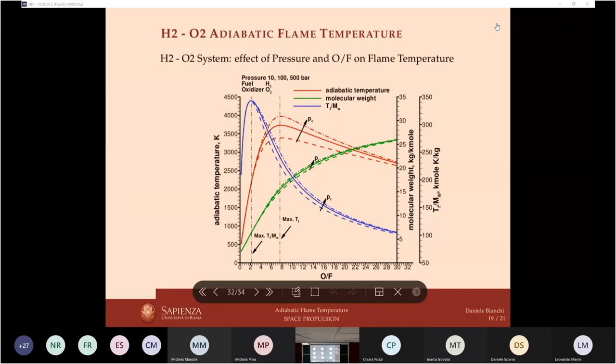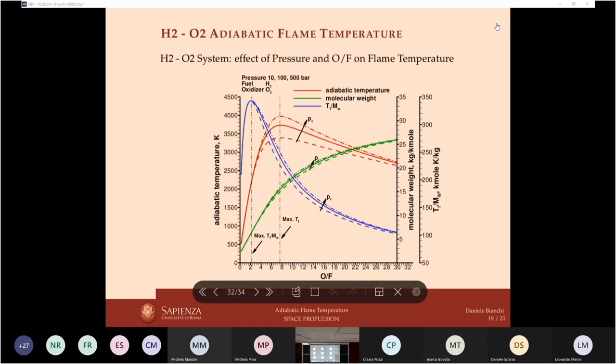Yes, you see here something slightly different. This is again H2O2 of what we have seen before. And actually here what is emphasized is the role of temperature over the molar mass, which is related to, but is not our delta H available, our heat of reaction, because there is also gamma. So if you would like to adjust your relation.